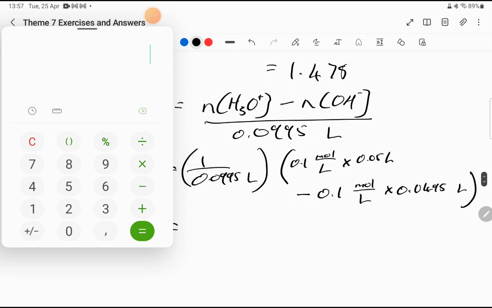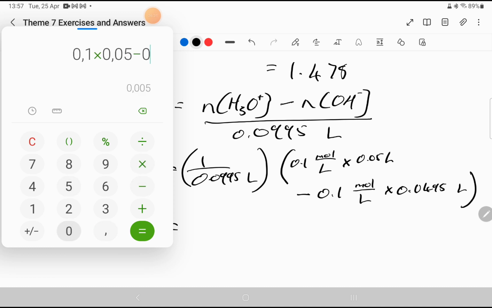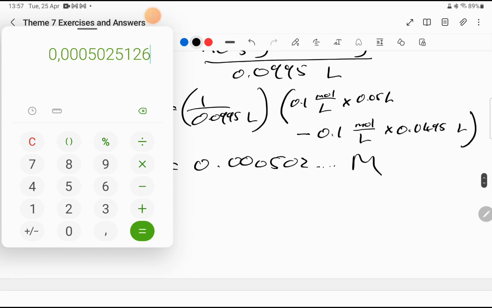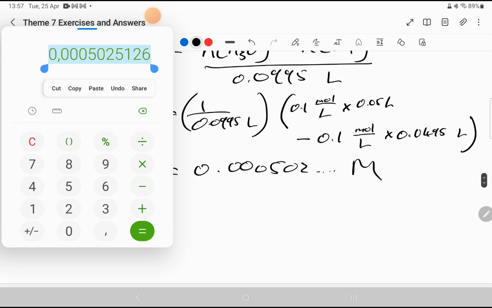So that gives us, for the actual difference in our mole amounts, 0.1 times 0.05 minus 0.1 times 0.0495. So this is the mole amount of hydronium ions that we have left, and we'll just divide it by our new volume to get our concentration of 0.000502, etc. molar. And then we just take the log of this.